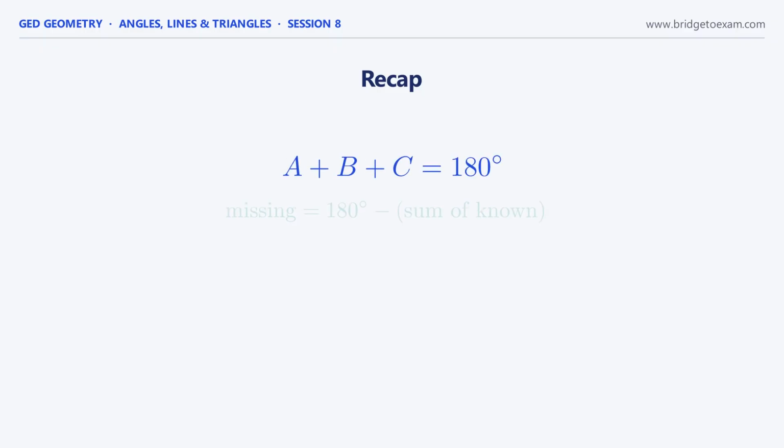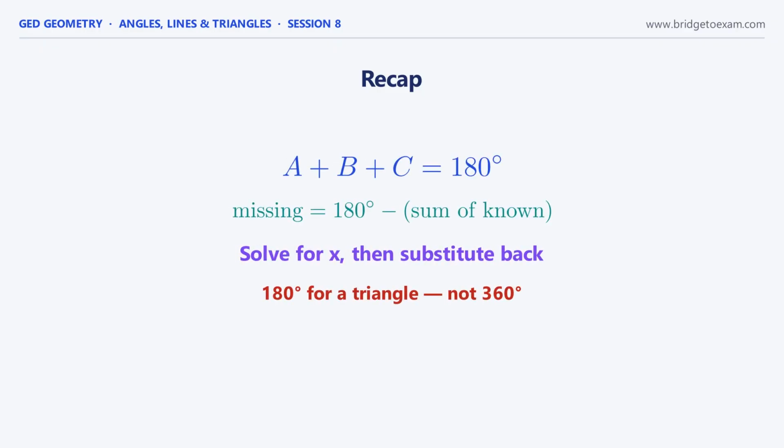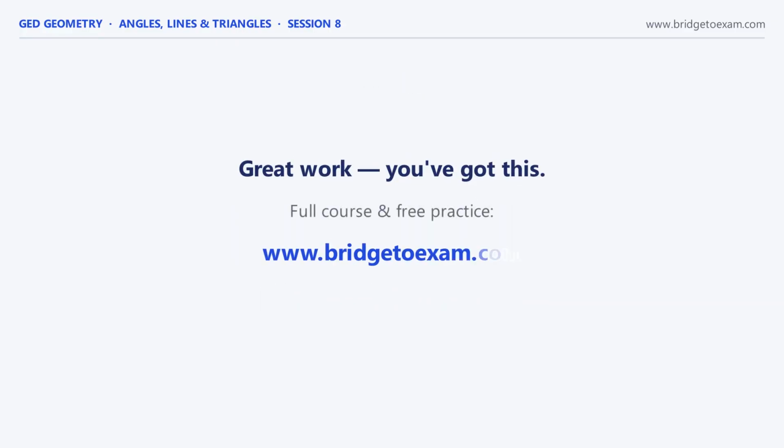Let's recap. In every triangle, the three interior angles add up to 180 degrees. To find a missing angle, add the two you know and subtract from 180. When the angles use a variable, set the sum equal to 180, solve, and substitute back. And never confuse it with 360. That's a full circle. Excellent work on Session 8.